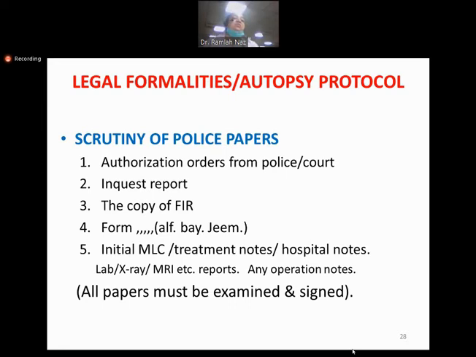Scrutiny of the police papers is the first task. Once the police officers come to you, you have to look for the authorization order from the police or the court. You have to look for the inquest report and the copy of the FIR. If the initial MLC, the medical legal certificate, is along with the case, plus any treatment note, hospital note, lab, X-ray, MRI reports, and any operation notes, you should have them. All these documents should be scrutinized first.